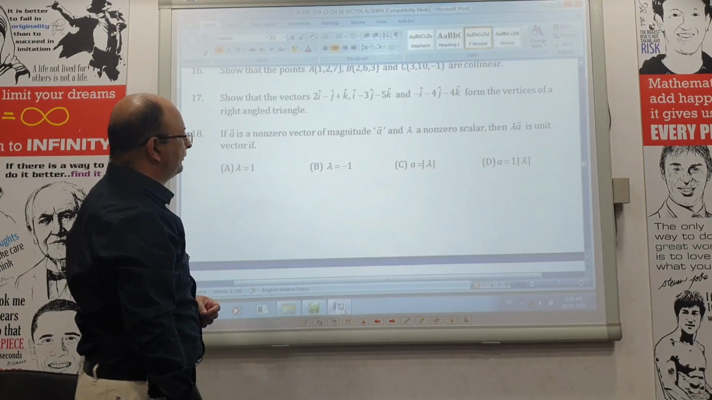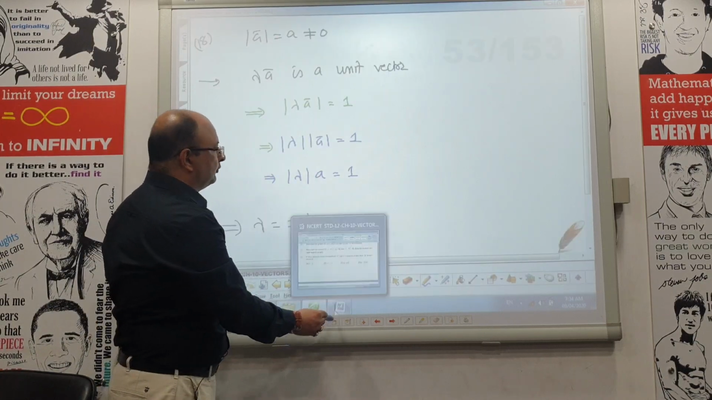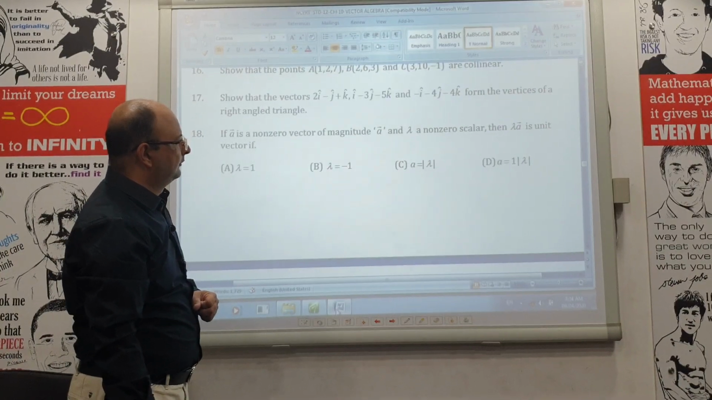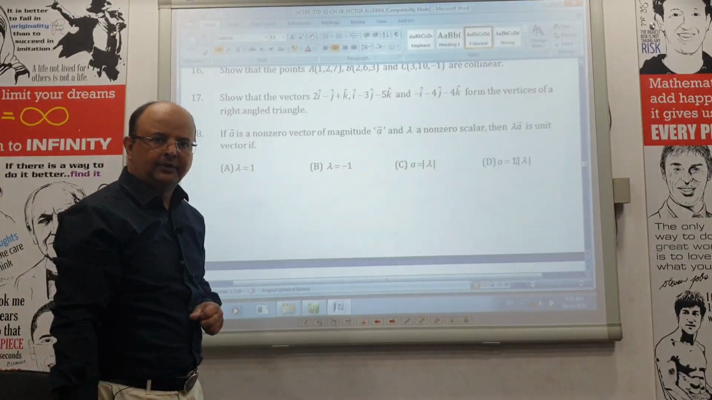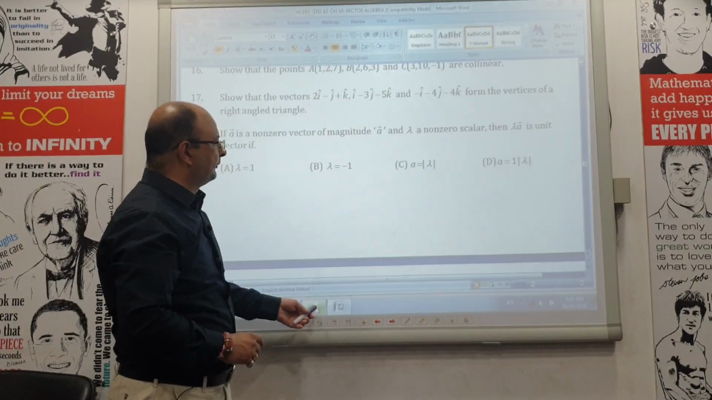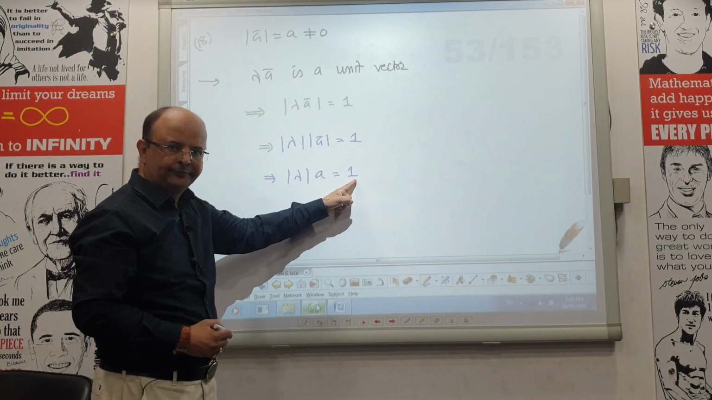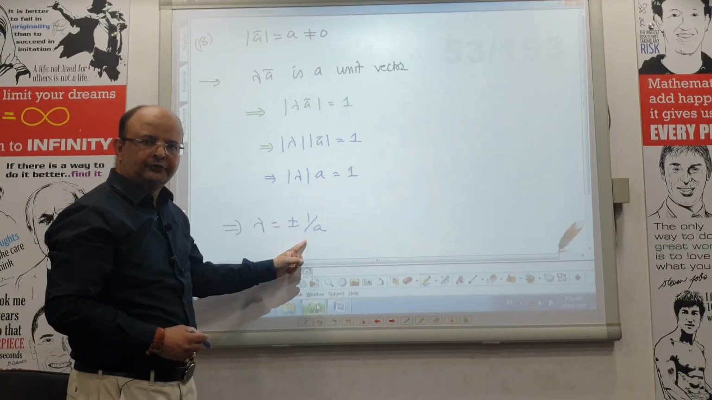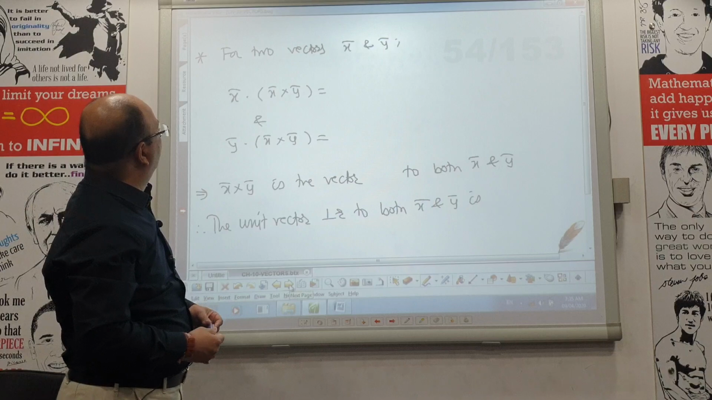Is this one of the options? See, mod lambda into A equals 1. Yes, it is here. Actually 1 upon mod lambda. I should write 1 upon mod lambda, so that is fine. Correct option is D. So either you should have mod lambda equals 1 upon A, or A equals 1 upon mod lambda, or lambda equals plus or minus 1 upon A. So that is fine. Well, this is beautiful.